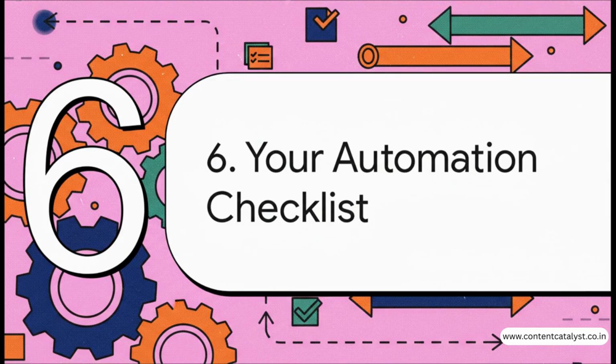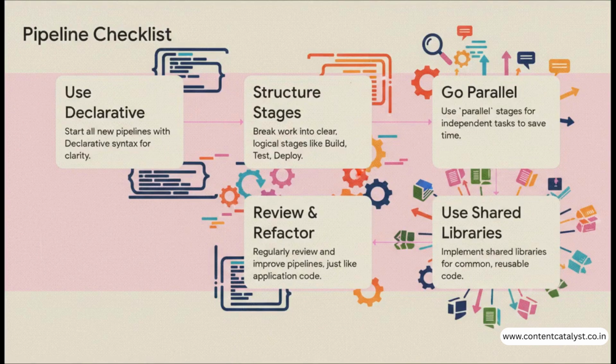Phew, we have covered a lot of ground. So, to wrap this all up, let's boil it down into a clear, actionable checklist you can start using literally today. Here it is, your cheat sheet. 1. Start with declarative syntax for everything new. 2. Organize your work into clear, logical stages. 3. Always be looking for independent tasks you can run in parallel to save time. 4. Centralize your common code into shared libraries. And 5, and this is a big one, remember your pipeline is code. It needs love and attention, so review it and improve it over time, just like the rest of your application.